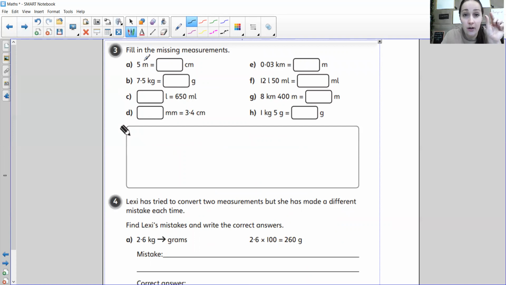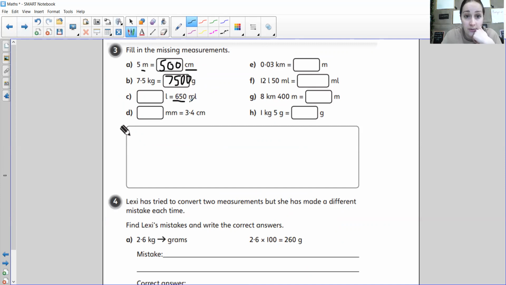Next one. Right, filling in the missing measurement. This time you need to look at the name of every measurement. So how many centimetres in a metre? Well, there is 100. So it would be times by 100, which would be 500 centimetres. How many grams in a kilogram? 1,000. So we would times this by 1,000, which would be 7,500. How many millilitres in a litre?